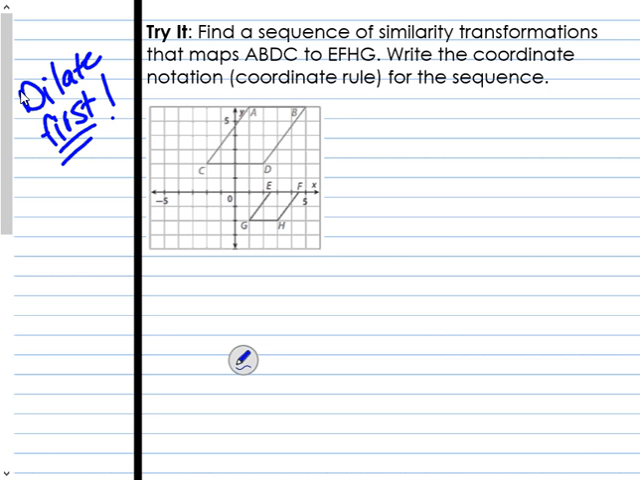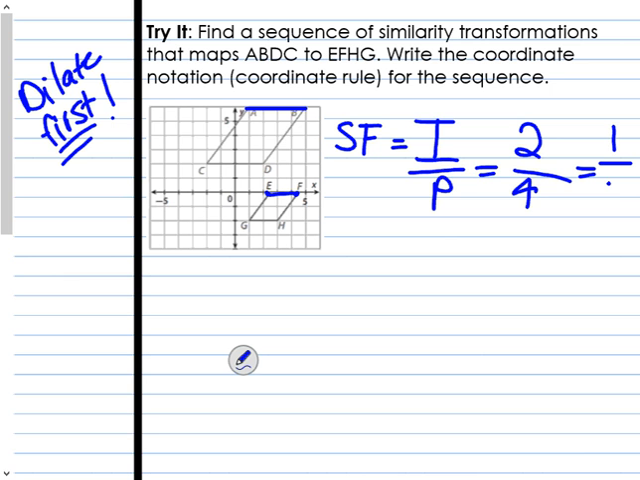So we need to find the scale factor. Scale factor is image over pre-image. So here is the length of my image, and it is at 2 because it's at halfway here and halfway here. So it's 2, and the pre-image is at 4. So it was dilated to a half. There's our scale factor. And then you're going to write down your coordinates.